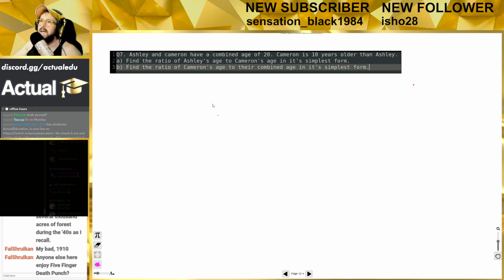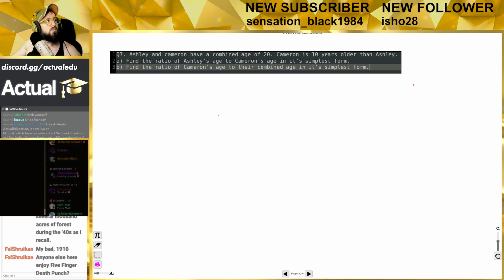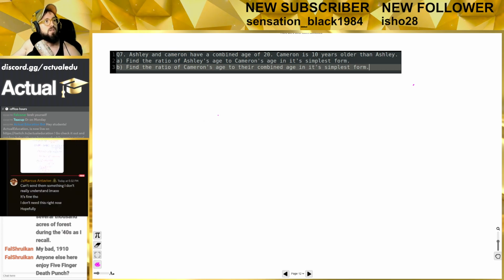Okay. Ashley and Cameron have a combined age of 20. Cameron is 10 years older than Ashley. Find the ratio of Ashley's age to Cameron's age in simplest form. Find the ratio of Cameron's age to their combined age in its simplest form. This is cool. I like these. These are good, Sensation.